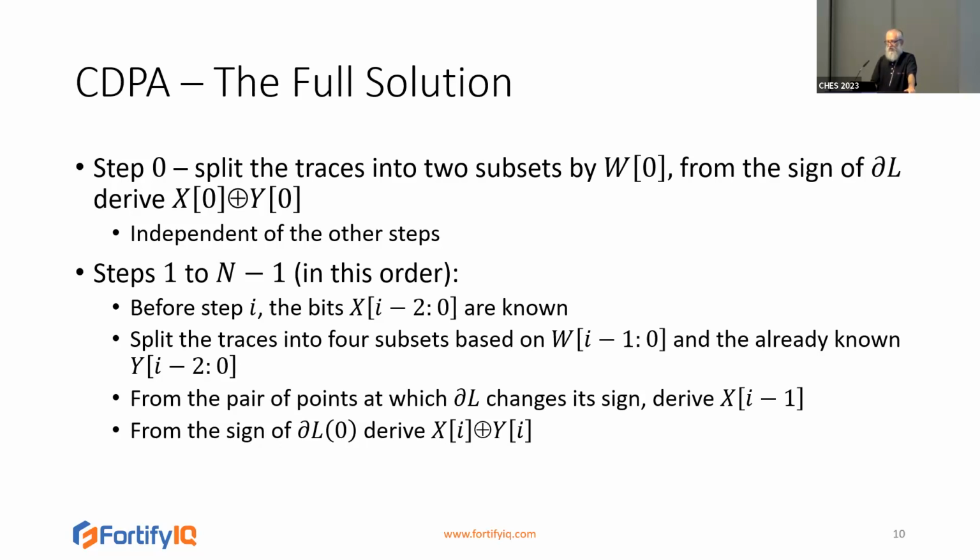We calculate the average observed values of DL at each subset, and from the pair of points at which the sign changes, derive bit i-1 of x, ensuring the inductive assumption for the next step. Additionally, from the sign of DL at 0, we derive the XOR of bits i of x and y. And we need an additional step 0 in order to find bit 0, because we have these XORs only starting from bit 1.